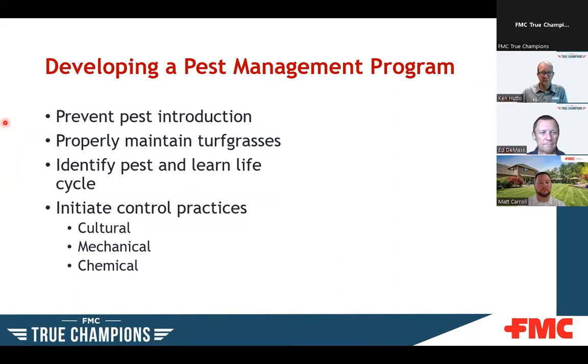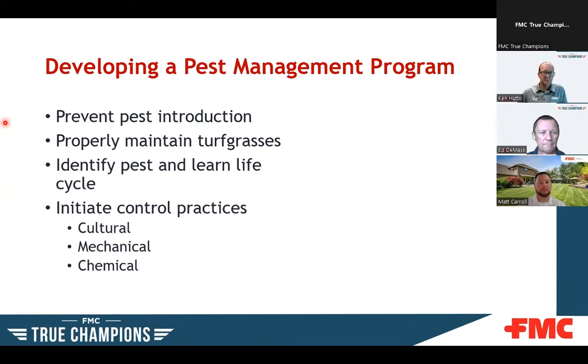Once it's introduced, as far as a new turfgrass type, or if an existing one is in place, then properly maintaining that turfgrass is key. And we just kind of touched on some of those basic approaches, understanding how to maximize your time by effectively managing that turf.